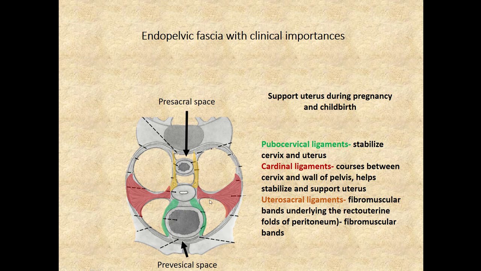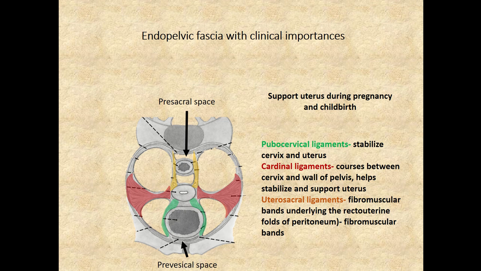I'm going to very specifically talk to you about some special terminology that is given to the endopelvic fascia that occurs in certain places because it has a lot of clinical application. The endopelvic fascia that attaches to the uterus is important because it does play a major stabilization role in pregnancy and childbirth.